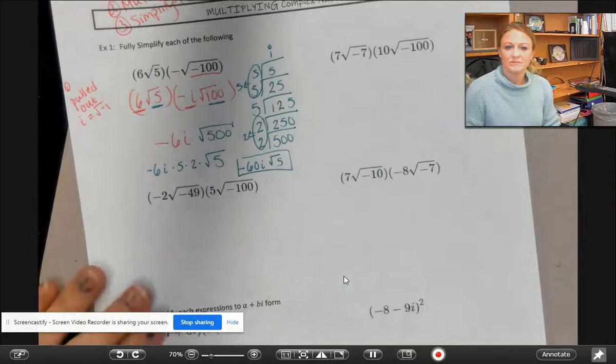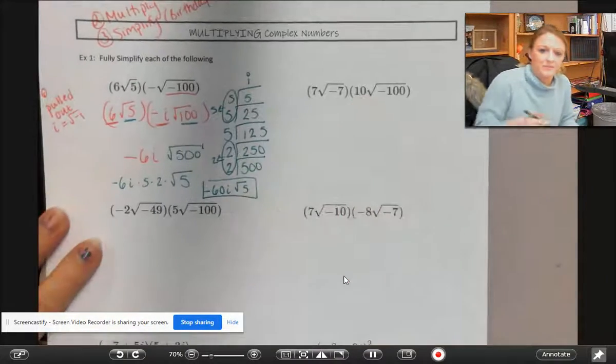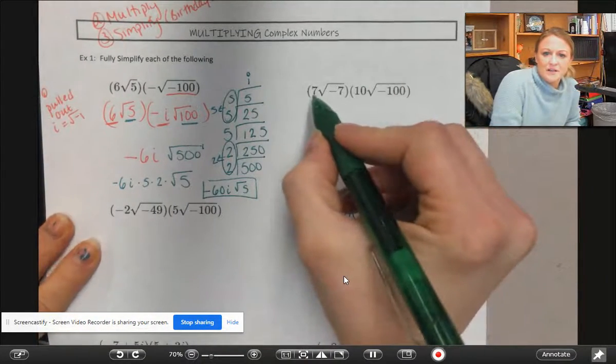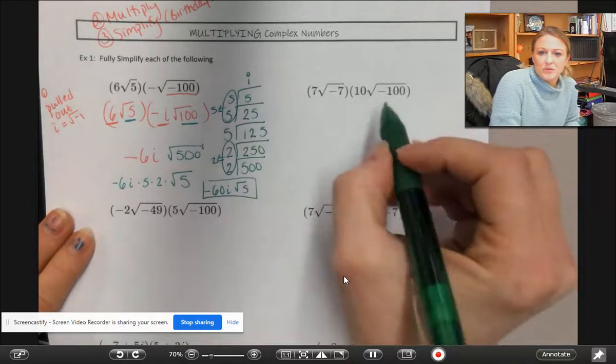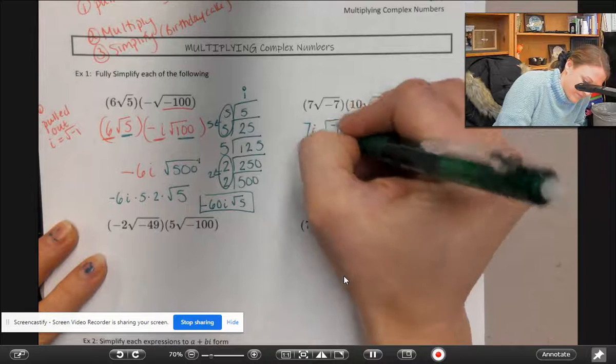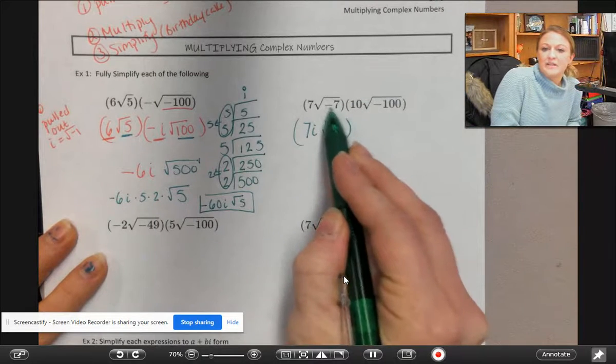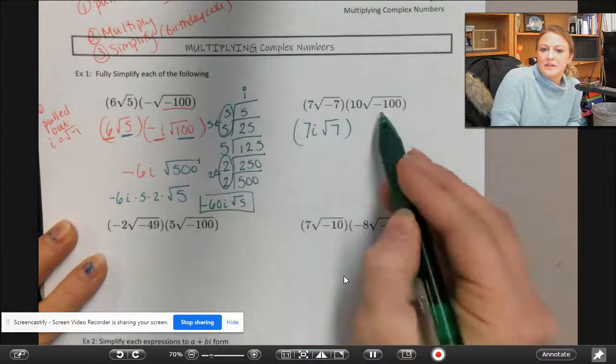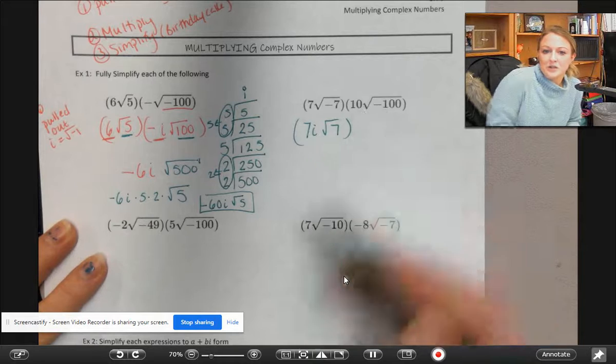Okay. All right, let's do this one. All righty. So what are we going to do first? We are going to pull out i. So this is 7i root 7, right? Because I pulled the negative out, so this was your imaginary number. We have an imaginary number here, so it's going to come out and join the 10.